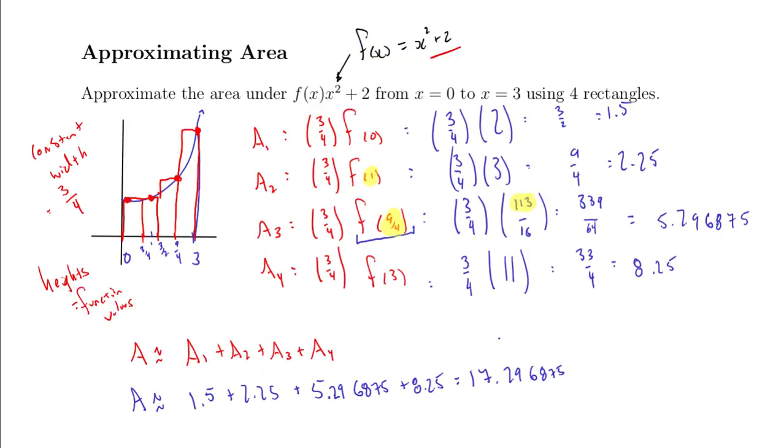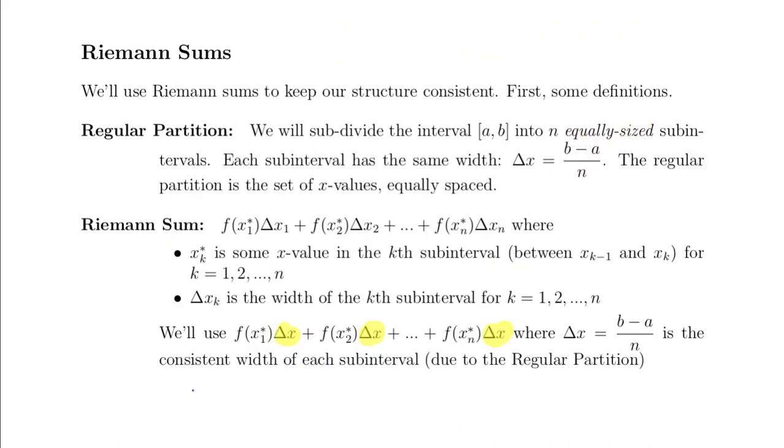What we did up here in this example was a Riemann sum. Notice all of these areas are function values, where the input x was some x value in each subinterval that we picked, multiplied by this delta x, this width. For us, it was a constant width of 3/4, and then we just added those things together. So in our example, we did this.